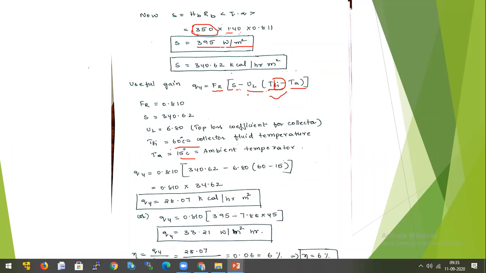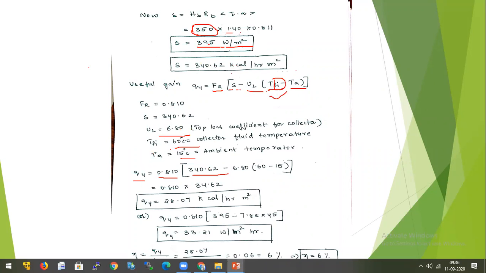So for getting the value of QU, all the required values are known here. QU is equal to FR 0.80 into S minus S is 340. Here kilocalories is taken because UL is taken in kilocalories. That's why I am taking the 6.80.